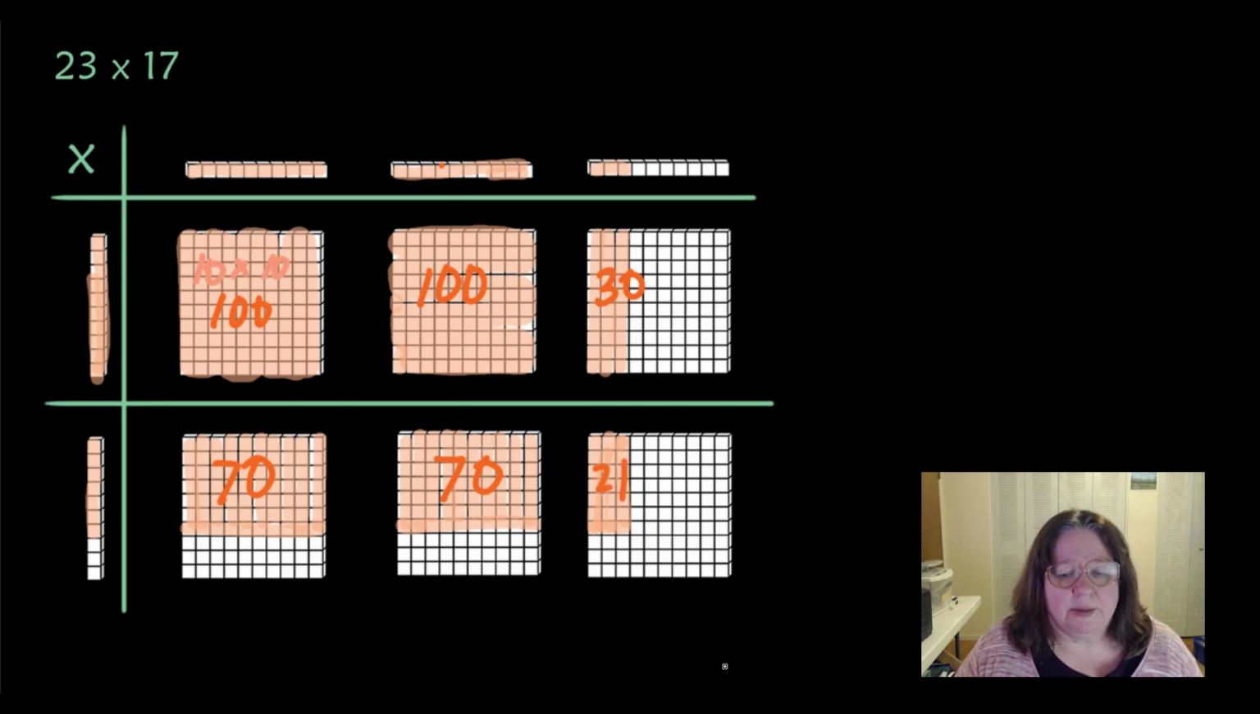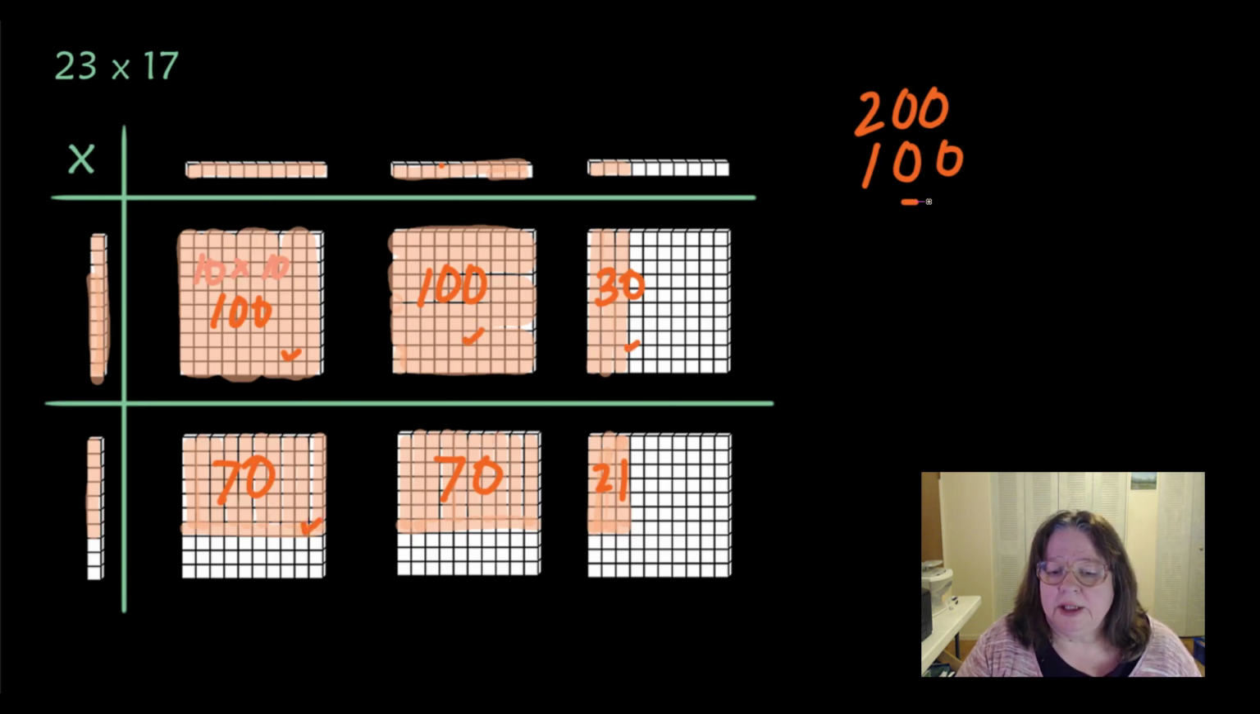Now let's add these up. Now, I could do it in my head, I could write them out. You do what is most efficient for you. Right off, I know that 100 plus 100 is 200, so I'm going to skip writing it out. I'm just going to write 200. I know that 30 plus 70 is another 100. So I'm going to just check those off.